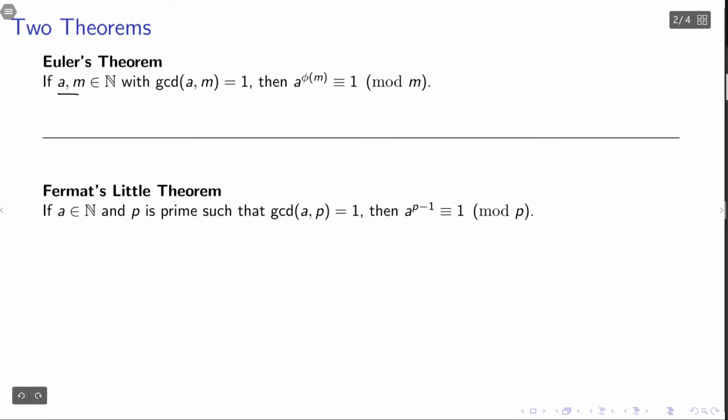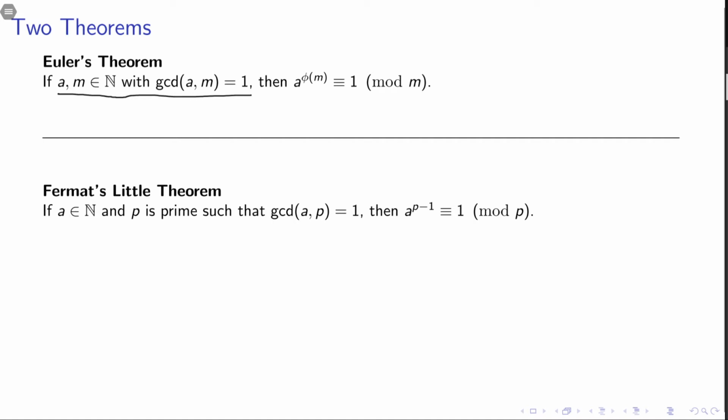Euler's theorem says the following. If you have two natural numbers that are coprime, right, GCD of a and m is equal to 1, then if you raise a to the phi function of m, then you get 1 modulo m. Right? It's congruent to 1 modulo m.